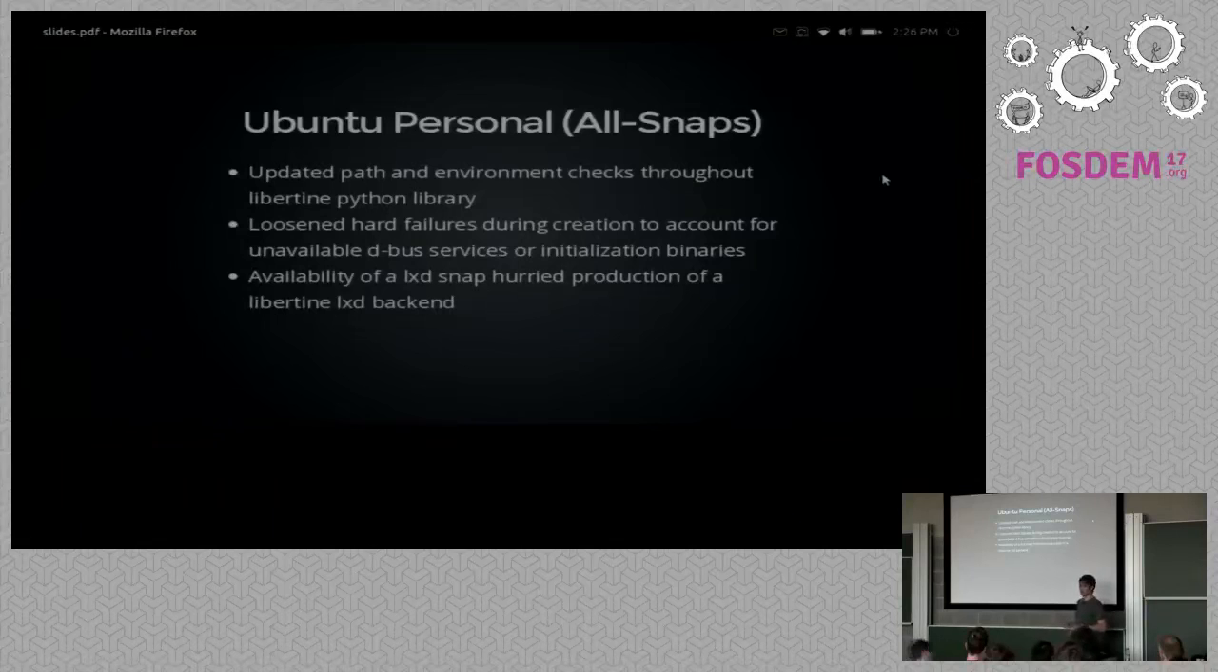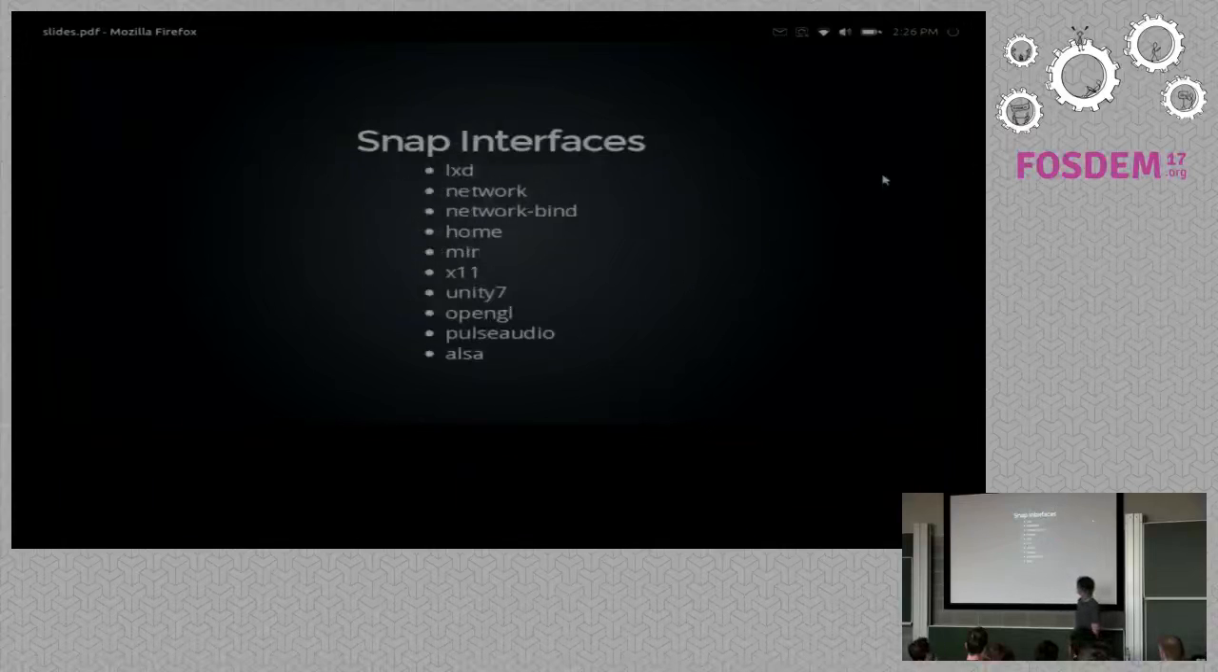Snaps also encouraged us to hurry the production of our Libertine container backend, because there's a Libertine snap available that we can use. In order to access resources in snaps, you have to connect to the interfaces, and we connect to quite a few. This is a short list of the ones we currently use. LXD, obviously. Network and network bind to connect the socket to the network. Home to connect to the user's home directories, and all the rest of your standard graphics.